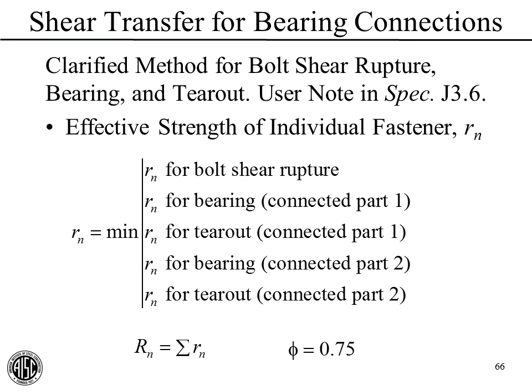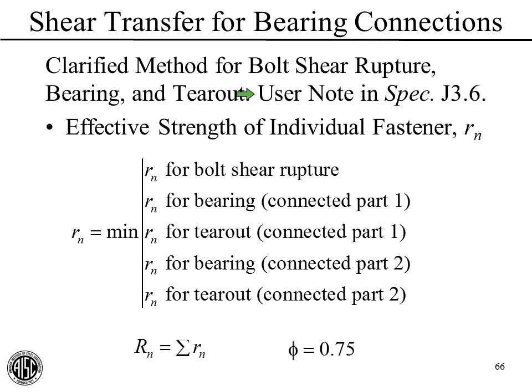All right, so now with that, ready to talk about our newly clarified method. That's a combined check for bolt shear rupture, bearing, and tear out. To read about this a little, you can go to the specification section J3.6. There's also a little blurb about this in the 14th edition specification section J3.10. Actually, there's a little more information there.